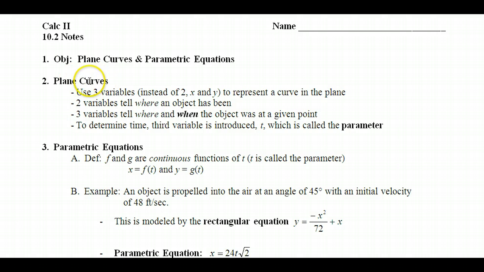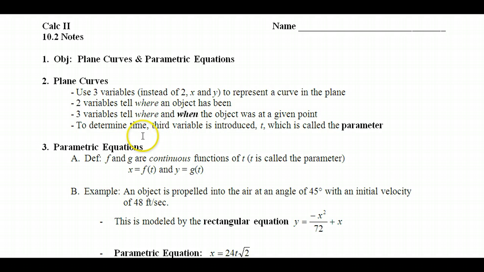When we have a plane curve, what we're going to use with parametric equations is that 3 variables are used instead of 2. Usually we just have x and y, and that's going to represent a curve in the plane. Well, 2 variables can tell us where an object has been, which is a good thing. But 3 variables can tell us a little bit more. It can tell us where an object has been, and when the object was at a given point. And that where and that when, parametric puts in that when for us.